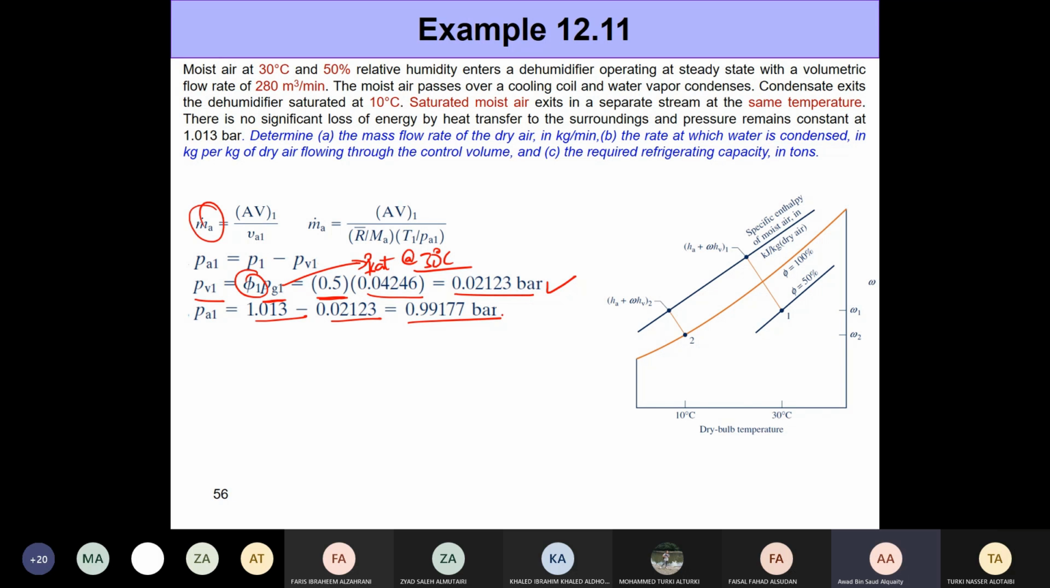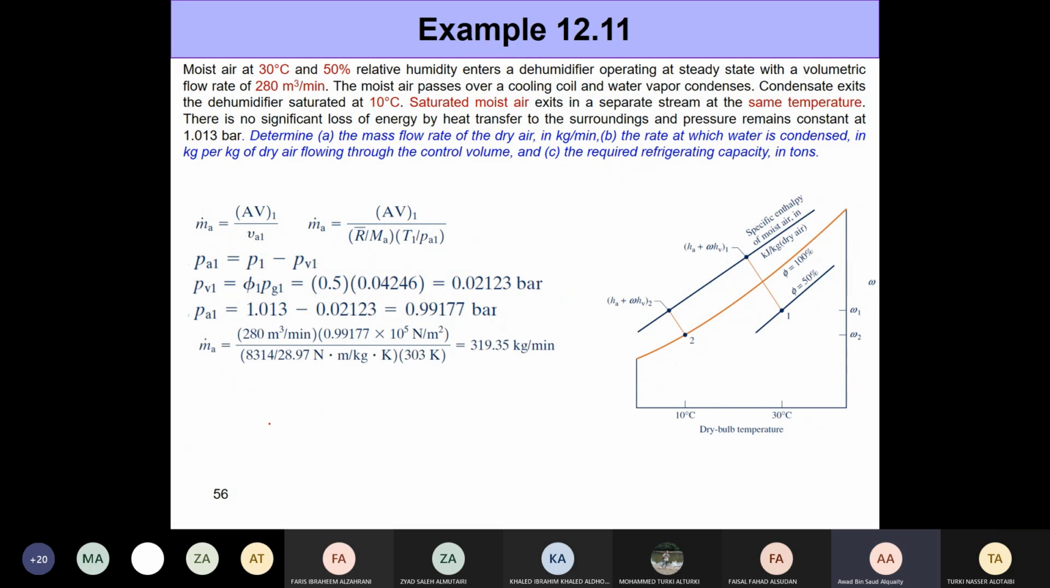Now that we have the partial pressure of dry air, we can plug it into this equation right here. Writing the mass flow rate of dry air, we have the volume flow rate, given as 280 meter cube per minute, divided by R by M, which is the gas constant for air, 0.287, times the temperature. We need to use that in Kelvin, so 30 is 303 Kelvin, divided by the pressure. I can put the pressure at the top. When I do, I need to convert it into kilopascal, so I multiply 0.99177 bar by 100 to convert it to kilopascal. This part is something that you have done several times before.